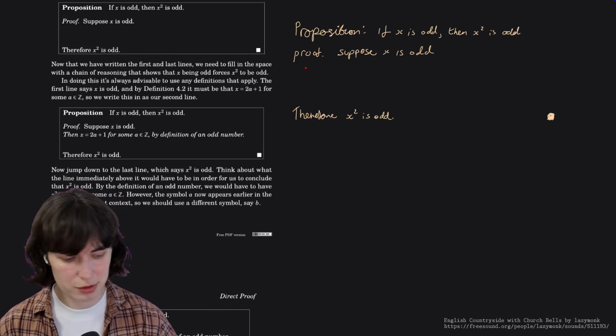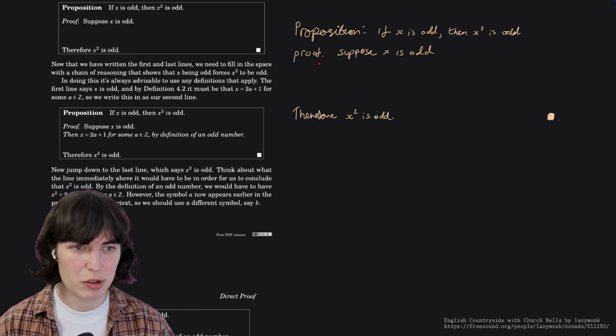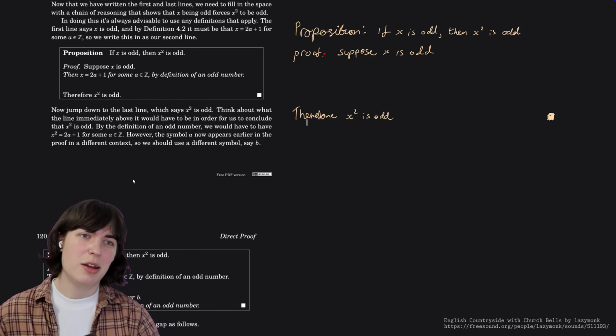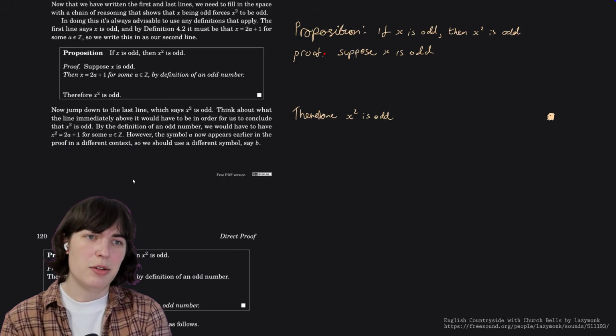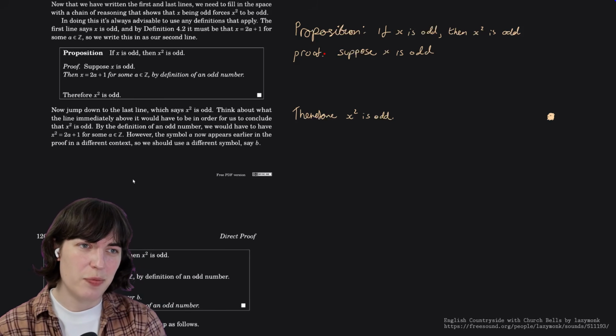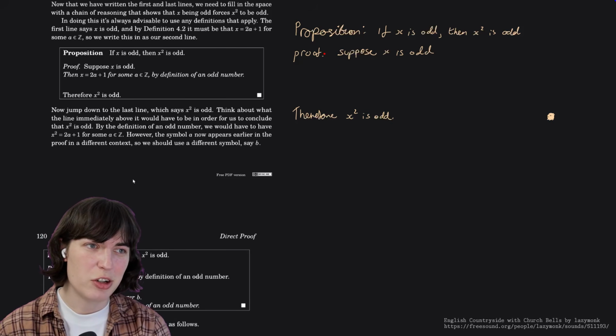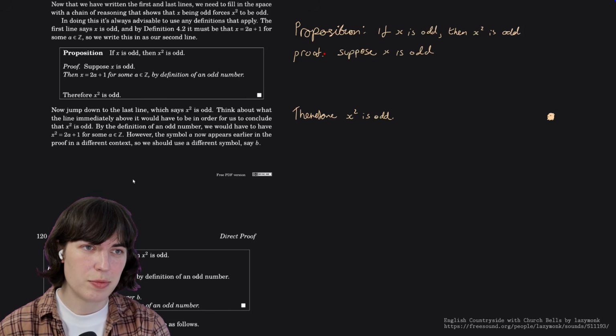Then we have x equals 2a plus 1 for some a in the integers, by definition of an odd number.